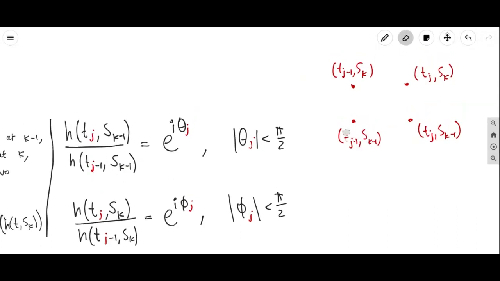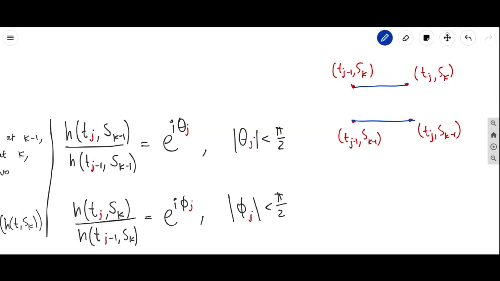We're using this one and this one, right? We're using these two. We're finding the ratio of these two, so the ratio can be expressed as a complex exponential where the angle is less than pi over 2. And for the other one, we're finding the ratio of these two, as you can see, h of tj sk divided by h of tj minus 1 sk.